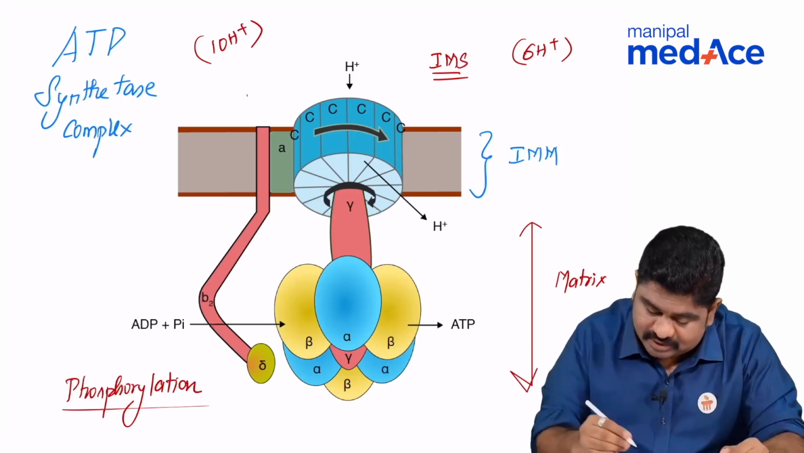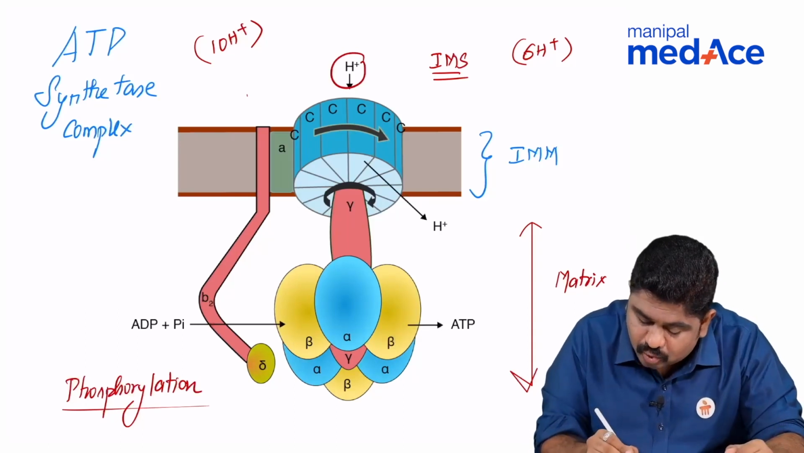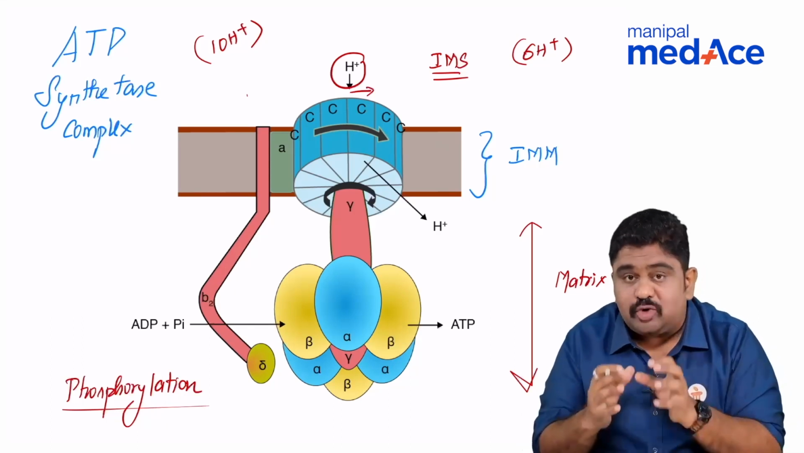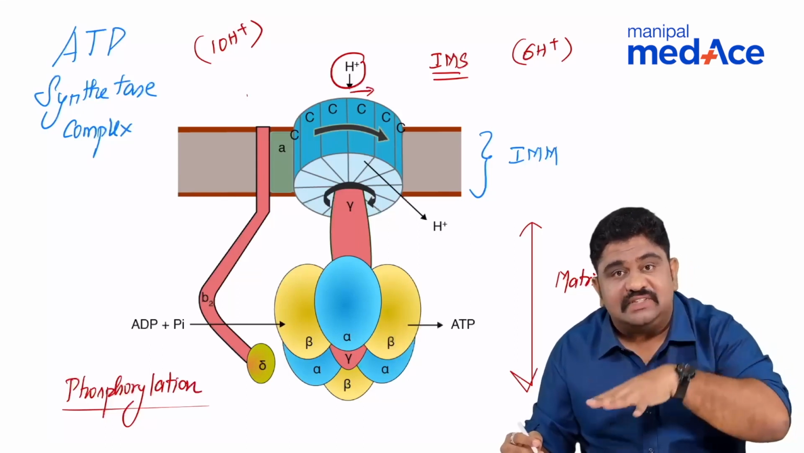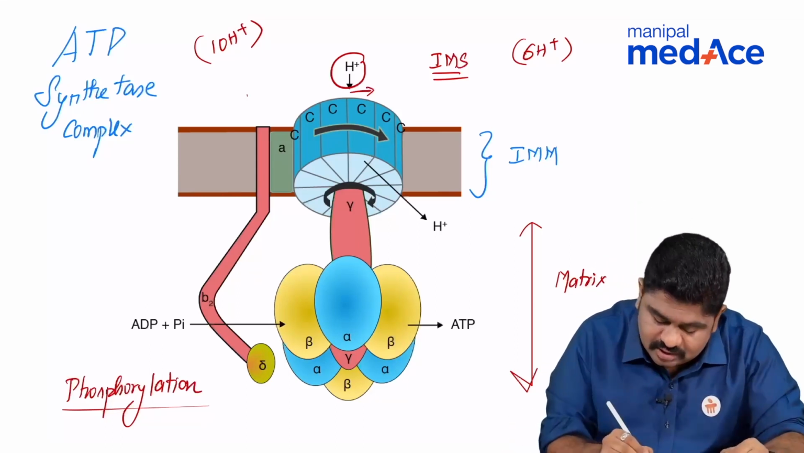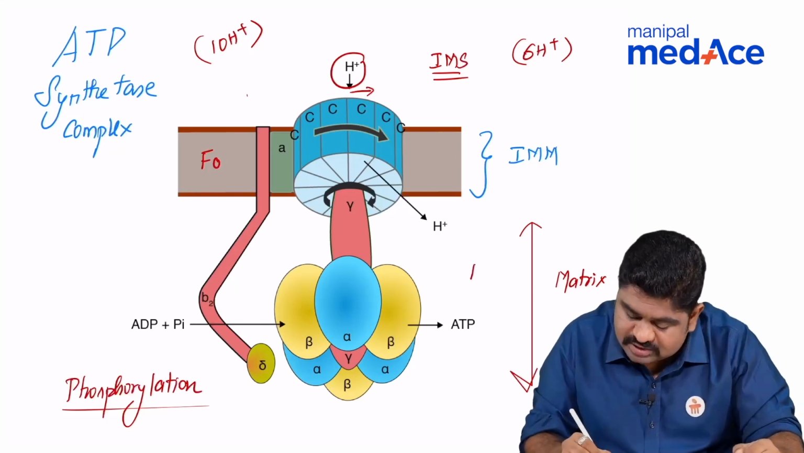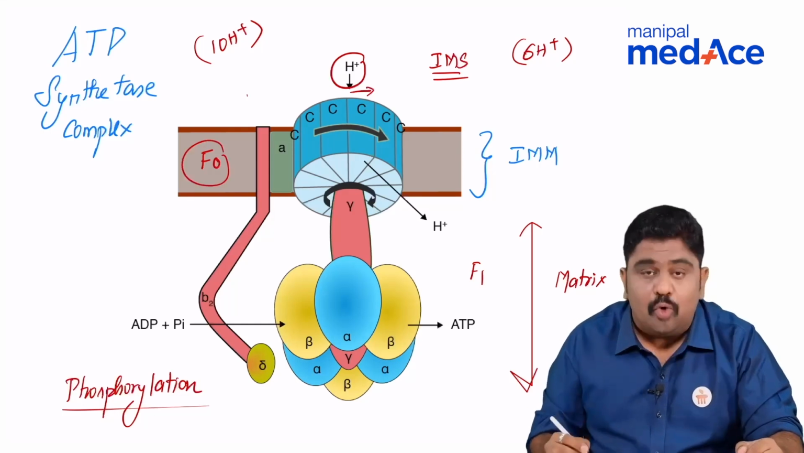Okay, now imagine this. Every proton that is present here will be able to push the C ring once. What is a C ring? For that you have to understand the components of the electron transport chain's ATP synthetase complex. What you are seeing here is the F0 or FO complex. What you are seeing here is the F1 complex. Why is it called FO?